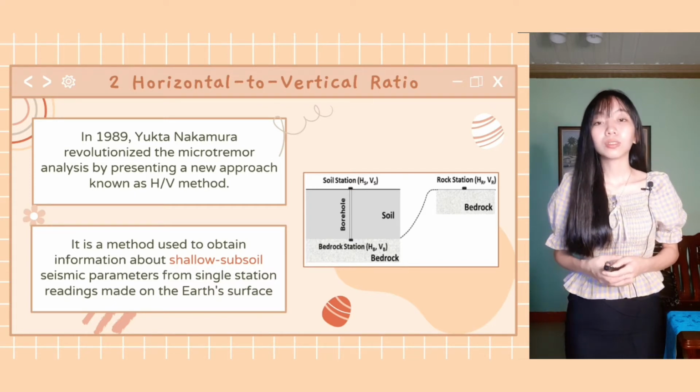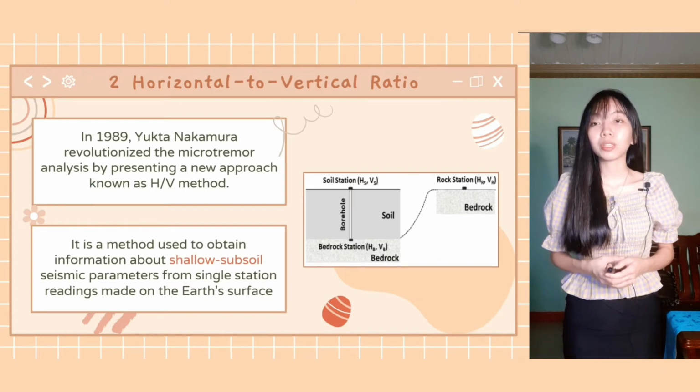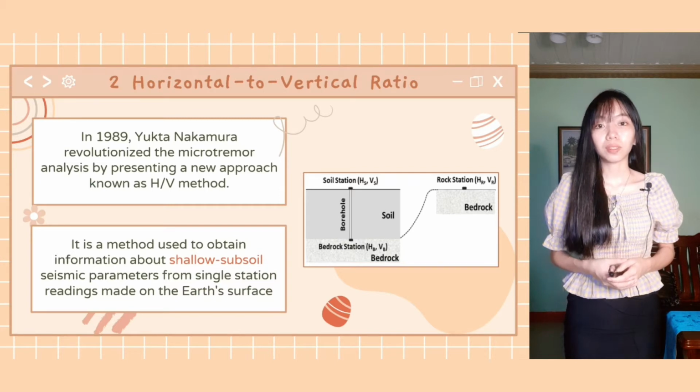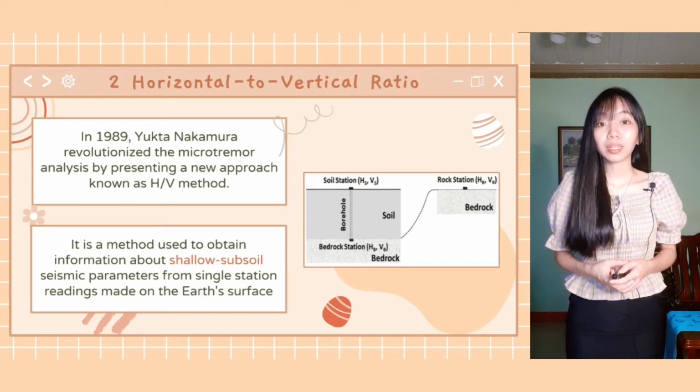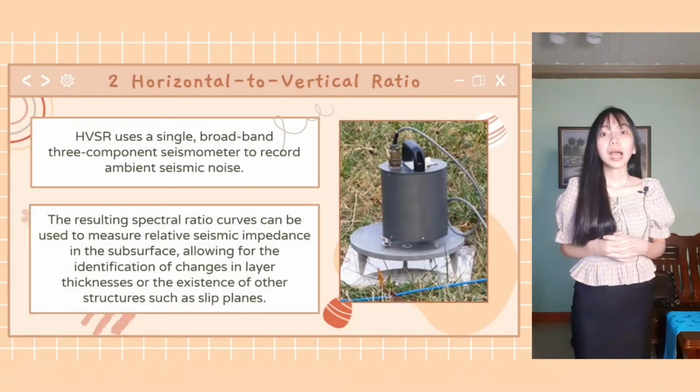It is a method used to obtain information about shallow subsoil seismic parameters from single station readings made on the Earth's surface. The keyword here is shallow subsoil. So it means that HVSR is mainly used for shallow subsoil exploration. So how does HVSR work?